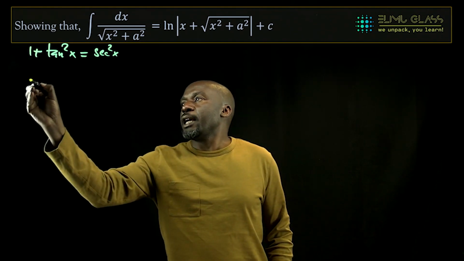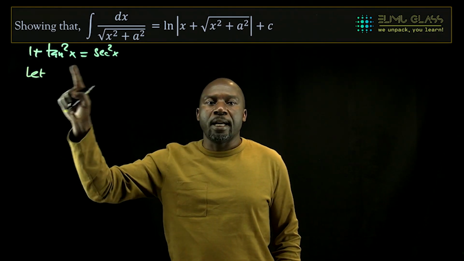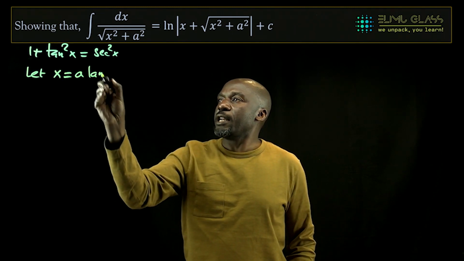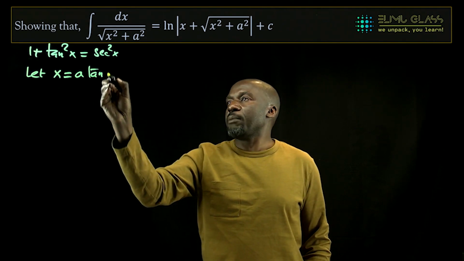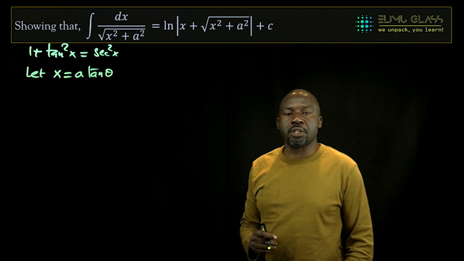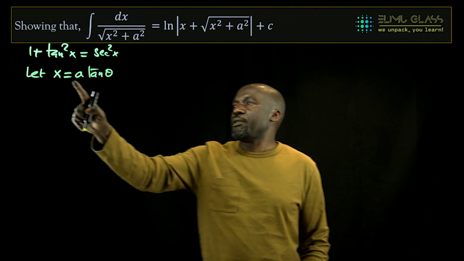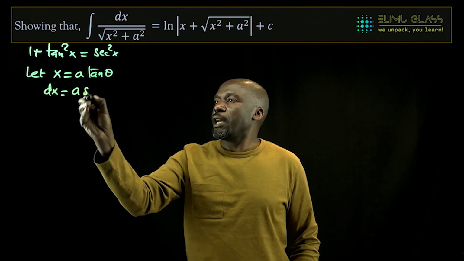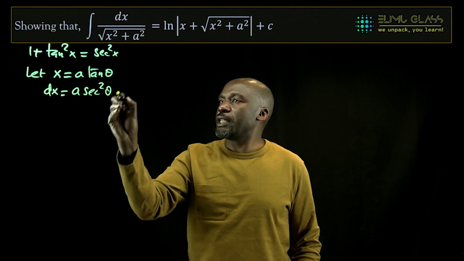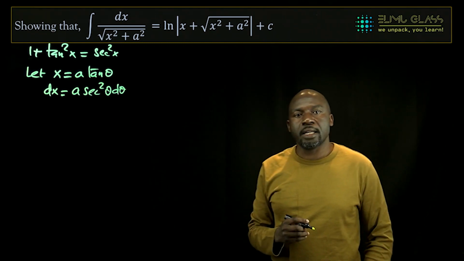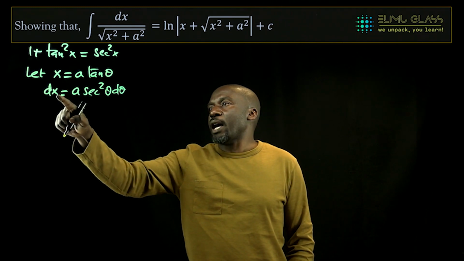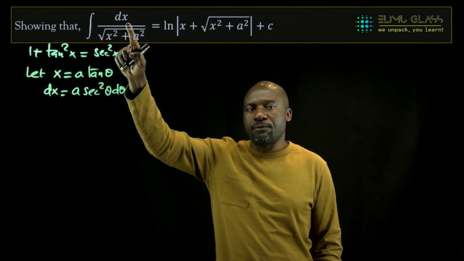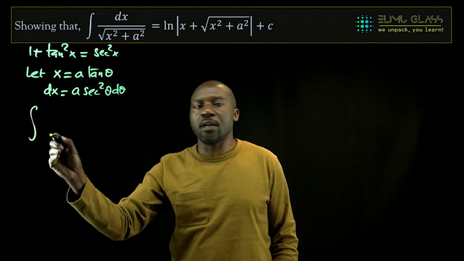So I will say let x be represented by a tan of a new variable that's going to be theta. So we'll use theta for our new variable. If I differentiate this, I get dx equals a sec squared of theta d theta. Now I have my x and I have my dx. I'm going to substitute those into my original integral.